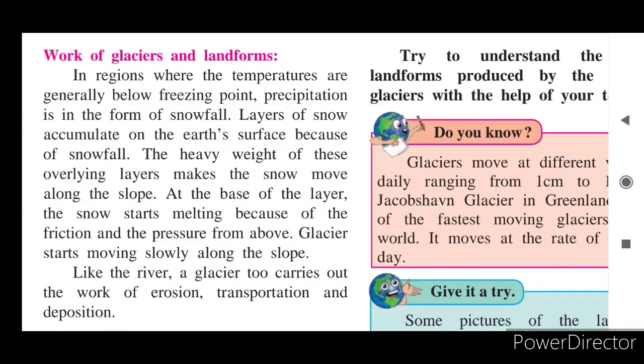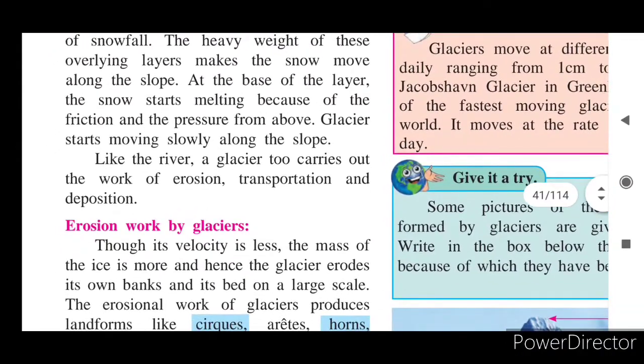Then what will happen? Due to that many layers, the weight of the snow will be very heavy, and due to the heavy weight of the layers, the snow will start to move slowly along the slope side. Due to that process, at the base of that glacier, snow starts melting. When the melting process starts, what will happen? The glacier also starts moving slowly along the slope.